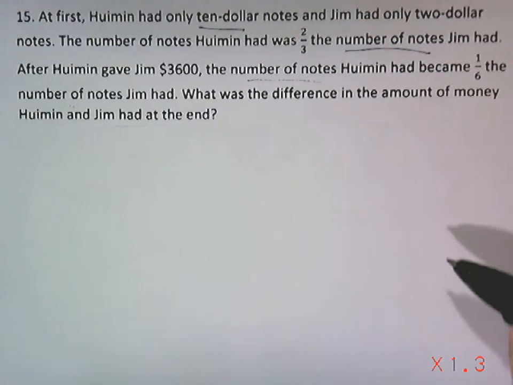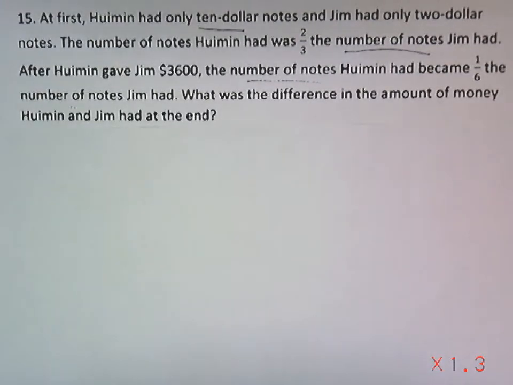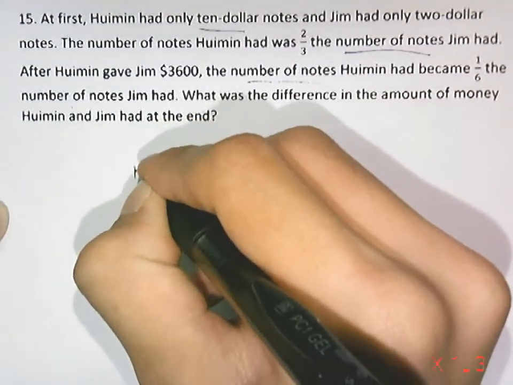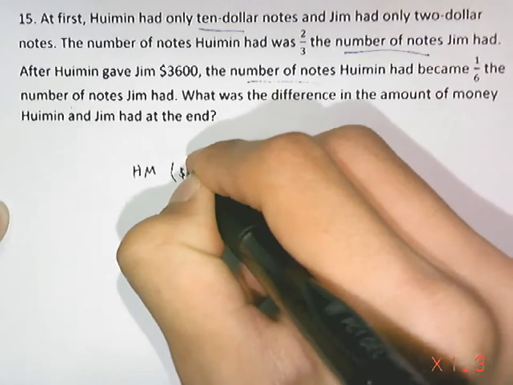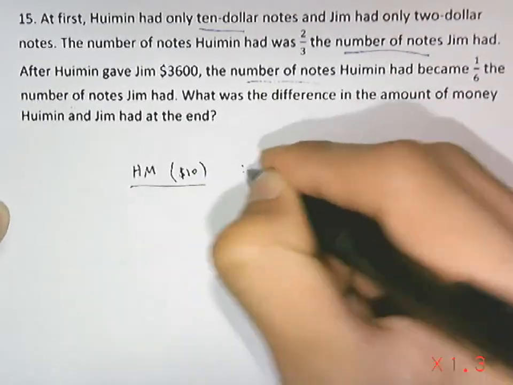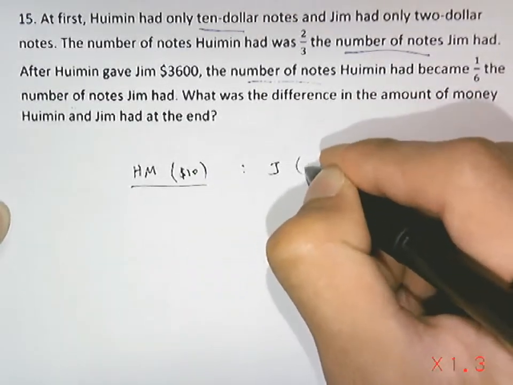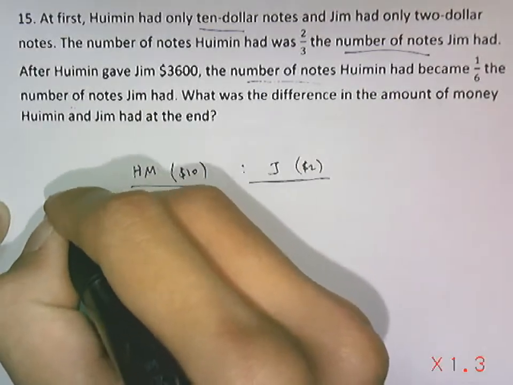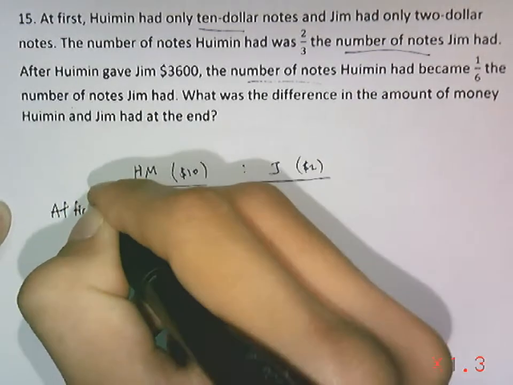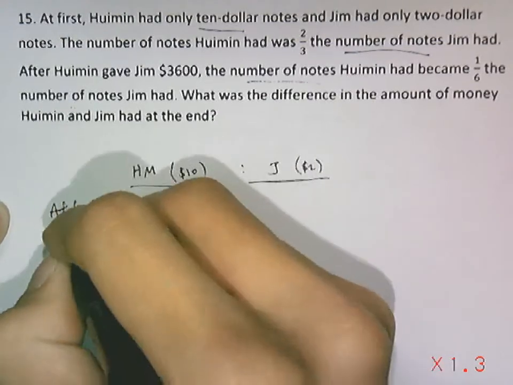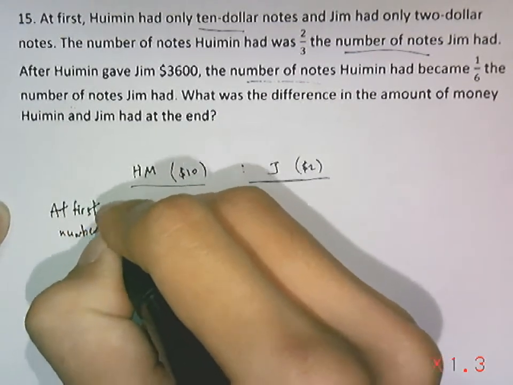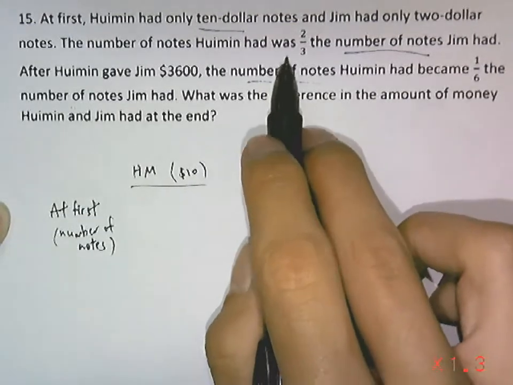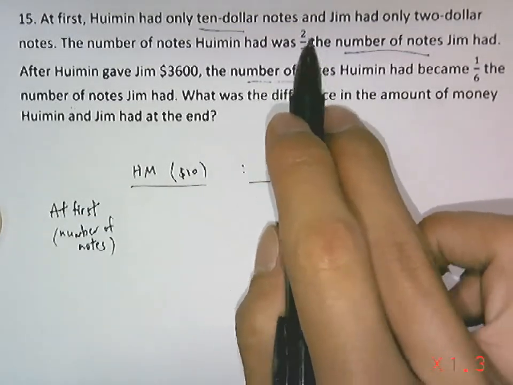At first, Hui Min had only $10 notes and Jim had only $2 notes. So we are counting the number of notes at first, not the value.